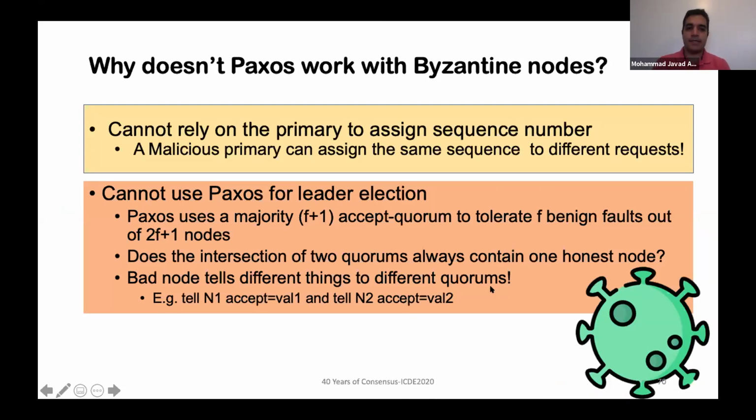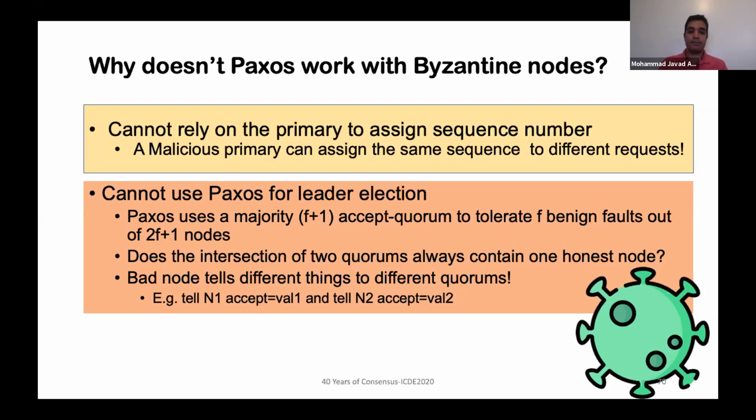So yes, as Am said, we are switching, and we can ask this question: why not Paxos? Why can we not have Paxos with Byzantine nodes? So the first problem is the leader. You remember the leader assigns a sequence number to the request, and has to basically have total order. But if the leader is a malicious node, we cannot rely on the leader. We cannot trust the leader. And the malicious primary can assign the same sequence number to different requests, or assign different sequence numbers to the same request.